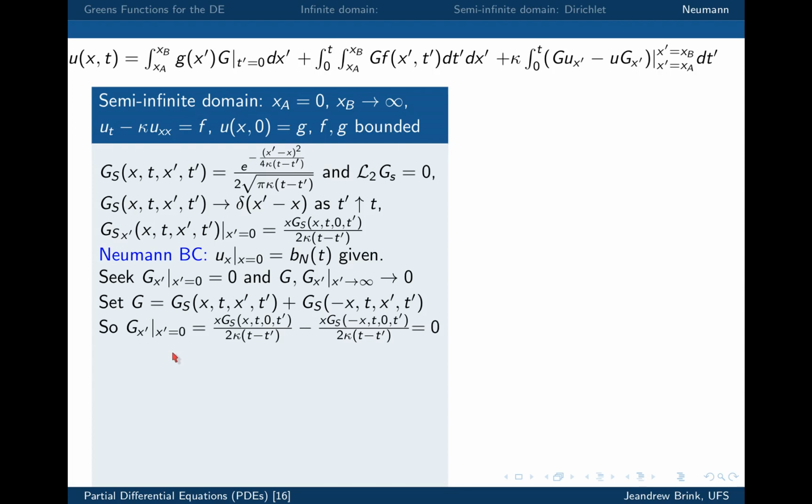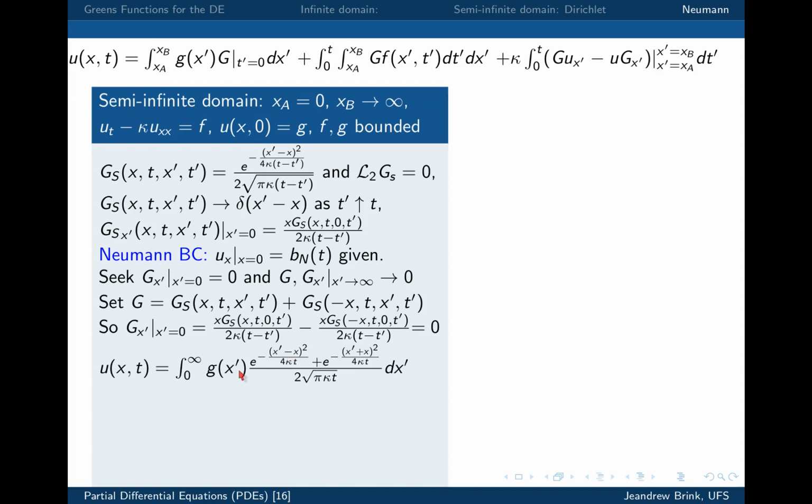Okay, but it is 0 because it's quadratic in x, and so we've actually got a Green's function that obeys all the properties, reasonably easy to construct, because it's just the sum of the one. Remember the Dirichlet boundary conditions, you had a minus over there. Okay, and we can now write down the full solution.